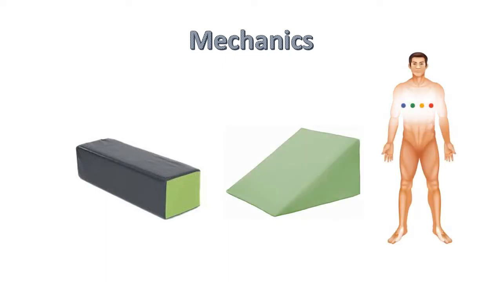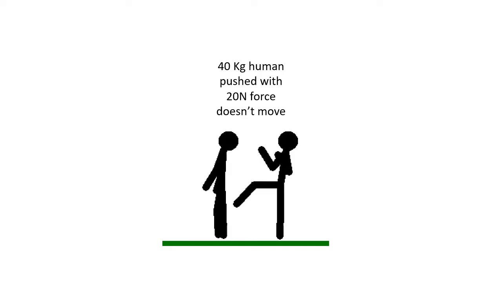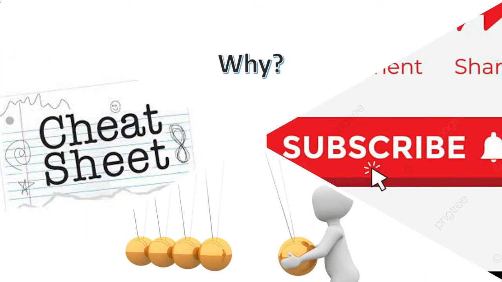Now, you might wonder how these principles are applicable on the human body? As an example, 20 Newton force is required to push a box of 40 kg from point A to point B. However, when a human of the same weight is pushed with the same amount of force, he might not move at all. So, why does this happen? Stay tuned to understand basic kinetic principles.